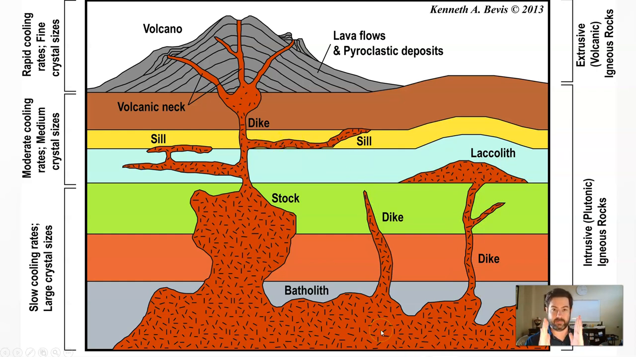So if magma intrudes vertically into cracks in rocks and cools, it's known as a dike. If magma goes horizontally, sometimes through rock layers or in between rock layers, it's known as a sill. So those are intrusive bodies.